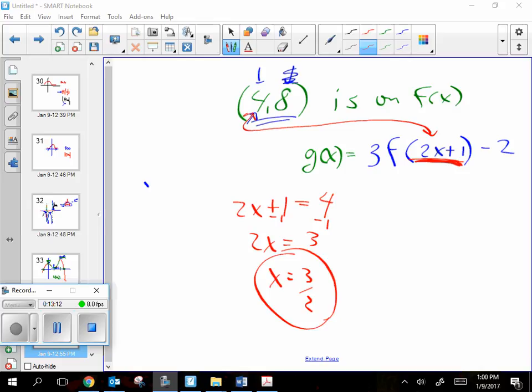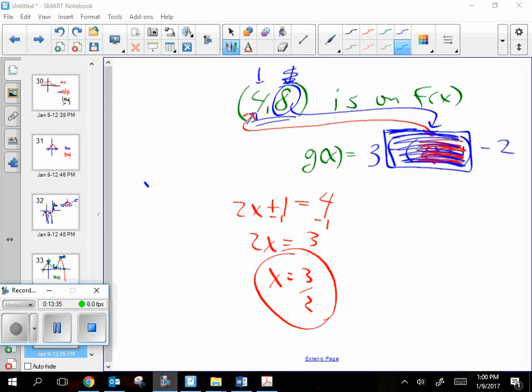Okay, now the other part is that if x usually goes right there, what represents y in this function? F of x. All of that is the y. So that's the y. So what is y? It's 8. So you go put the 8 right there, and you get 3 times the 8 minus 2. 24 minus 2, 22. So we have 3 halves, comma, 22 would be your new point that would go with this one. Raise your hand if that made sense to you.